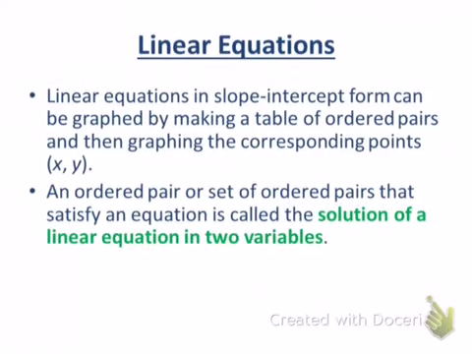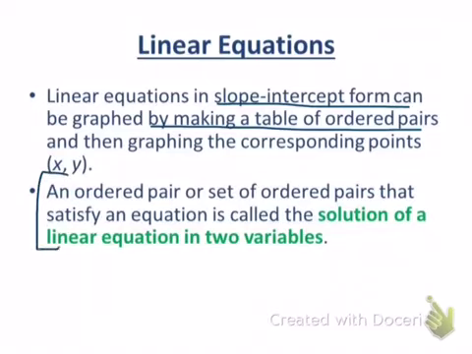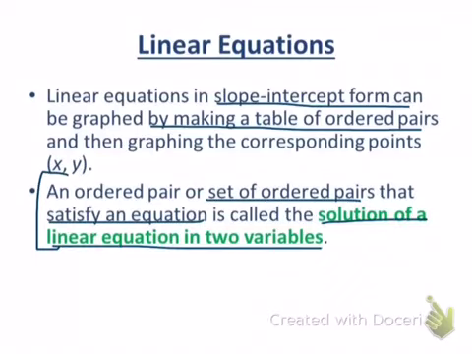If a linear equation is in slope-intercept form, we can use the slope and the y-intercept. We haven't done that yet. But we could also make a table of values to find ordered pairs that are solutions to the equation. Right? Now, I do want you to write this because this is an important reminder. An ordered pair or a set of ordered pairs that satisfy an equation is called the solution of that equation in two variables. All right?